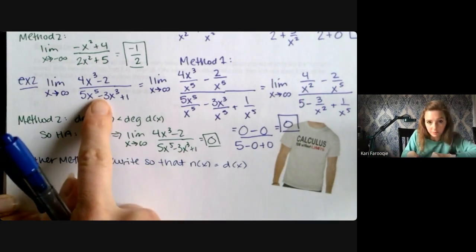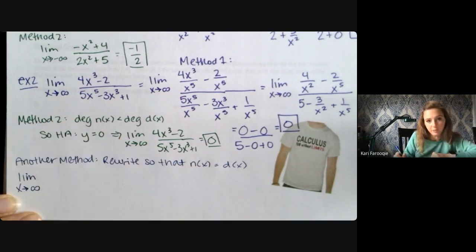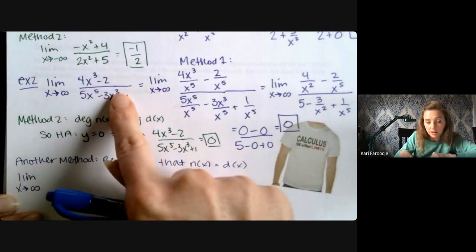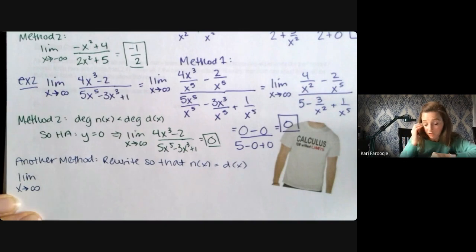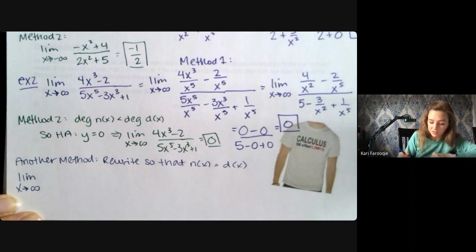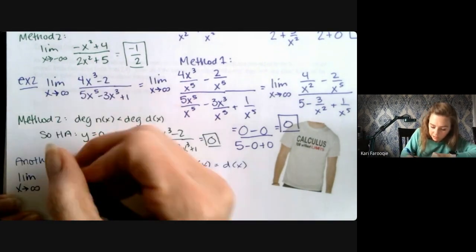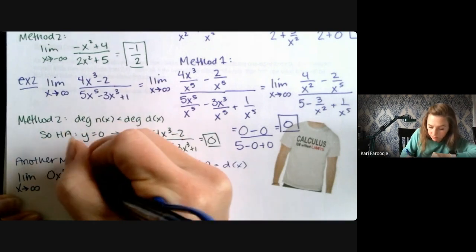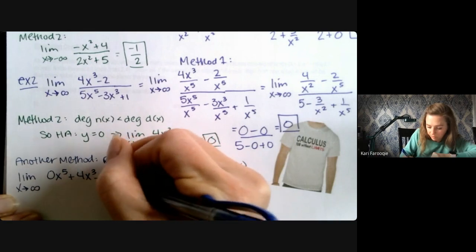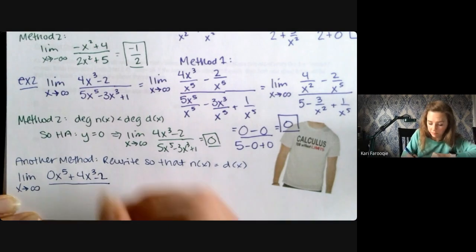I've got it right here, my limit. I can say that this is the limit as x approaches infinity. And I can force these two to have the same degree if I just put a 0 coefficient on the term when I place it into the numerator. So if I want these to have the same exact degree, I can make the numerator 0 x to the 5th, and then add on the 4x cubed and the minus 2. And then the denominator will stay the same.